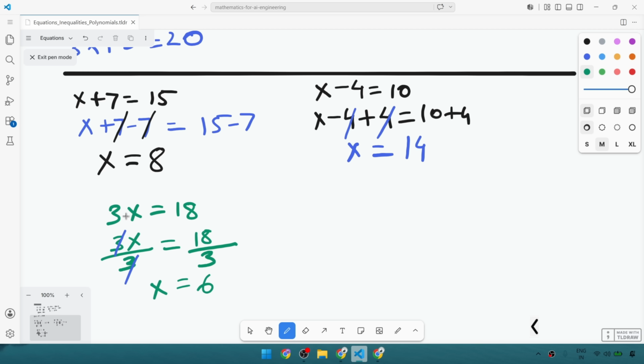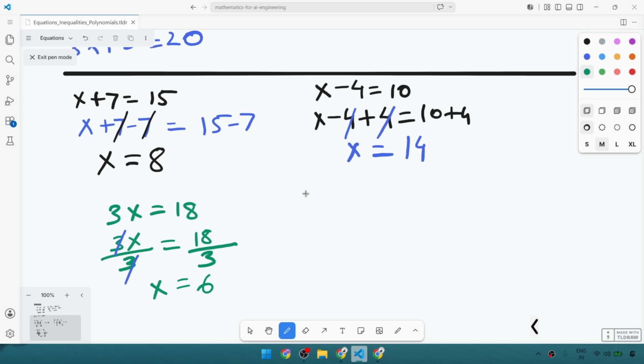So what are we going to get? 3 into 6, which is 18. And 18 equals 18. So hence proved. For now, we have seen very simple examples where we had only one operation within the expression. Here it was addition of a variable and constant. Here it was subtraction. Here it was multiplication. But there can be multiple operations in equations.